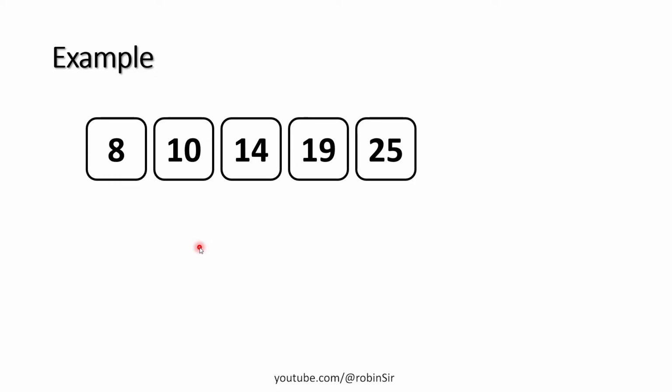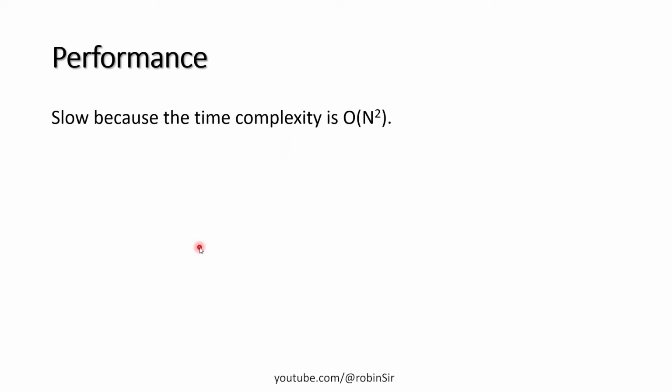So this is the concept. And when we talk about performance, the performance is slow, just like bubble sort, selection sort. This algorithm is also slow because its time complexity is big O of n squared. So that's the concept of insertion sort. Next, we will look at how we can write a Java program to implement insertion sort. Let's write a program.